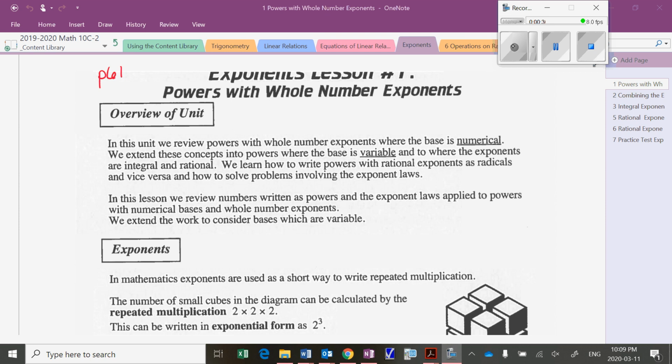Previously, a lot of our work had been working with numerical bases, and so we'll extend it a little bit using variables as bases, but essentially it works exactly the same. We also previously had exponents that were natural numbers or whole numbers. Now we're going to extend that into integers, so negatives as well as positives, and also rational exponents, so perhaps decimals or fractions. So let's take a look then.